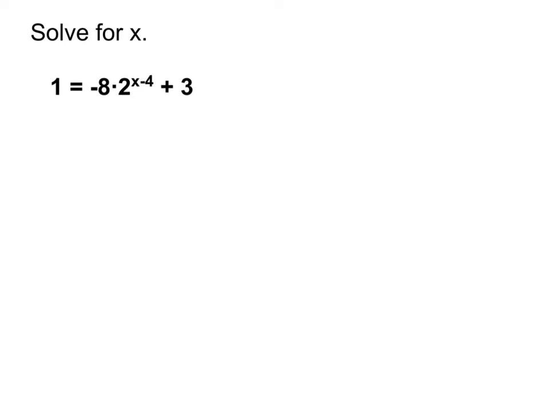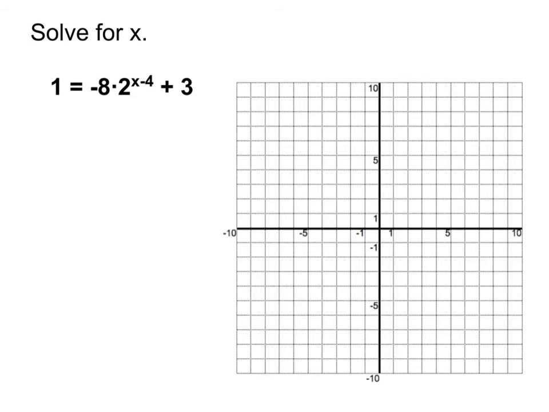But first, let's delve into this problem. Because in order to be able to solve this problem for x, you actually could have done it before we even introduced the idea of logarithms. Because if you can graph something, you can actually solve it. So if I went through and actually graphed y equals negative 8 times 2 to the power of x minus 4 plus 3, I would start by putting in my asymptote up here at positive 3. And then it's going down because it's negative. And so I go ahead and I plot all those points for that.